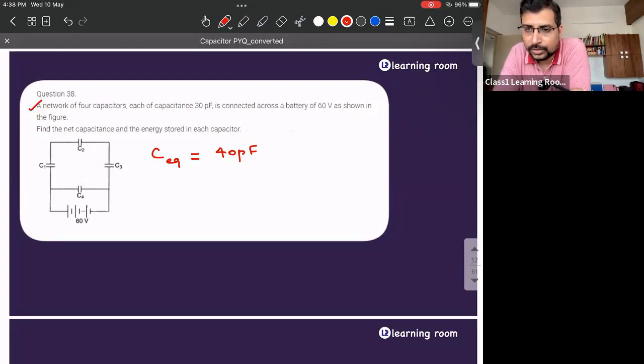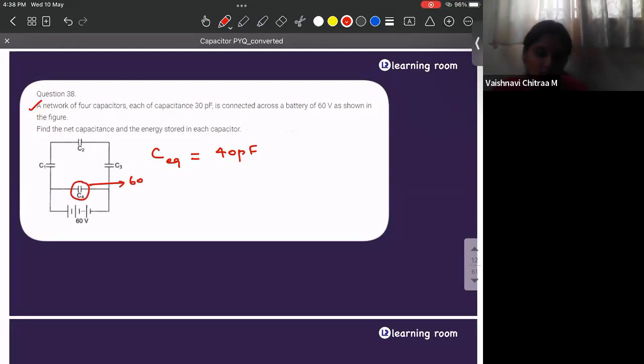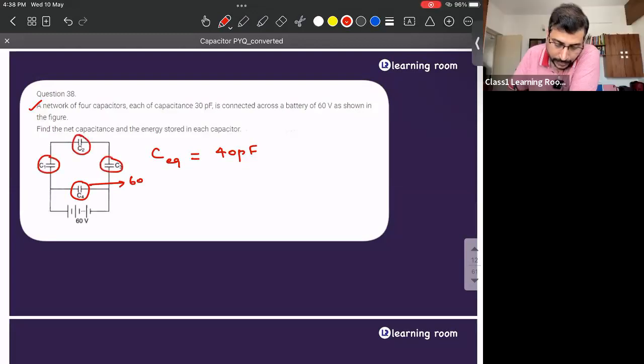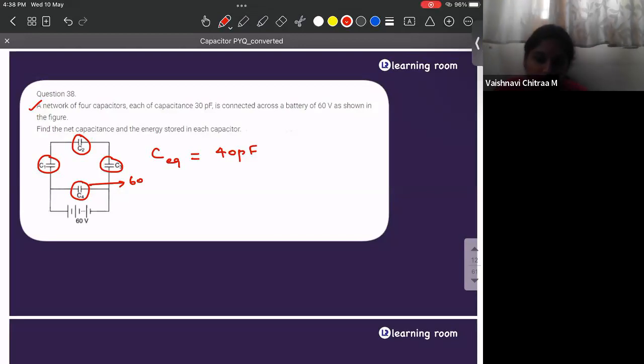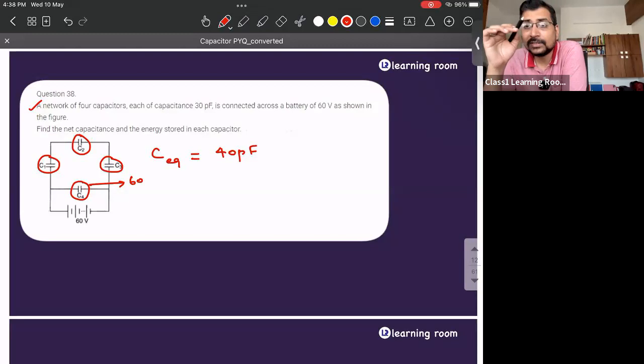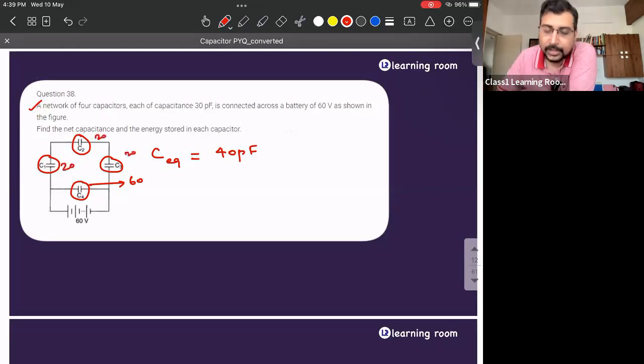So what will be the potential across each? Across C4, how much is going to be the potential? It will be 60. Across C1, C2, and C3, how much is going to be the potential? Twenty. It will be 20, because C1, C2, and C3 are in series, right? Across the series connection, the potential will get divided. So since all the three are equal values of capacitances, you can directly say that the value here will be 20, 20, and 20.